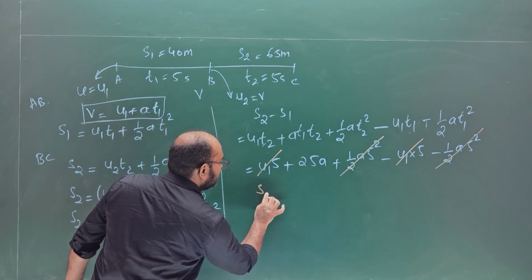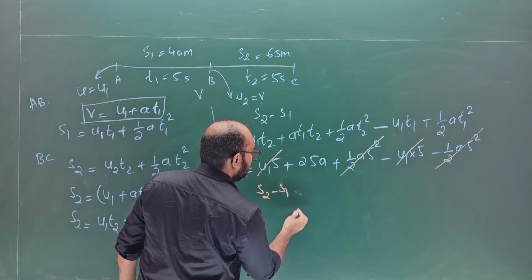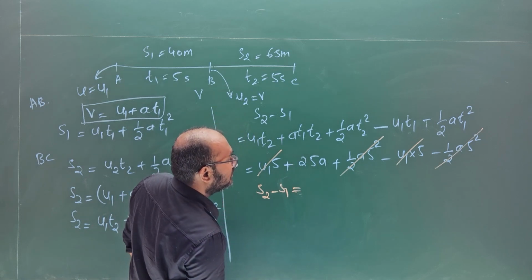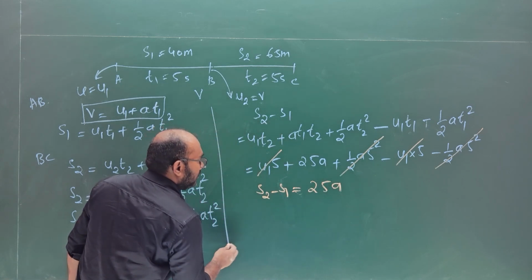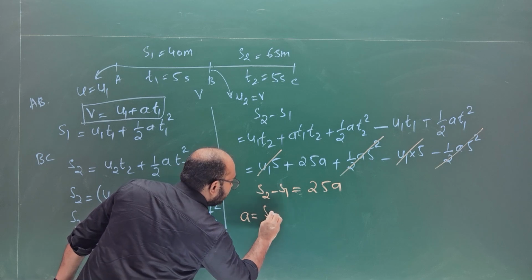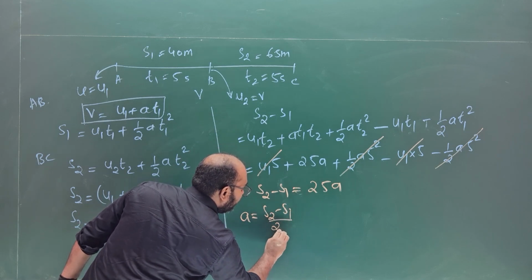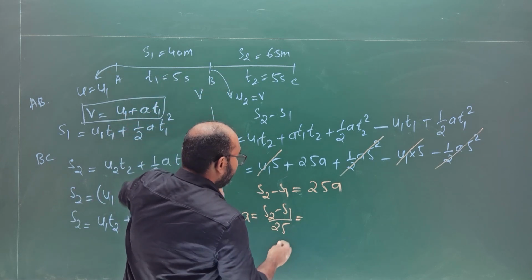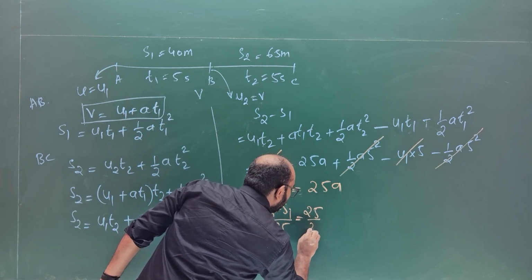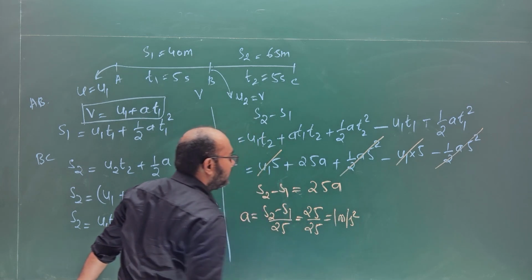So S2 minus S1 is equal to, anything left out? No. 25A. So A is equal to S2 minus S1 upon 25. S2 minus S1 is 65 minus 40, 25. So 25 upon 25 is equal to 1 meter per square second.